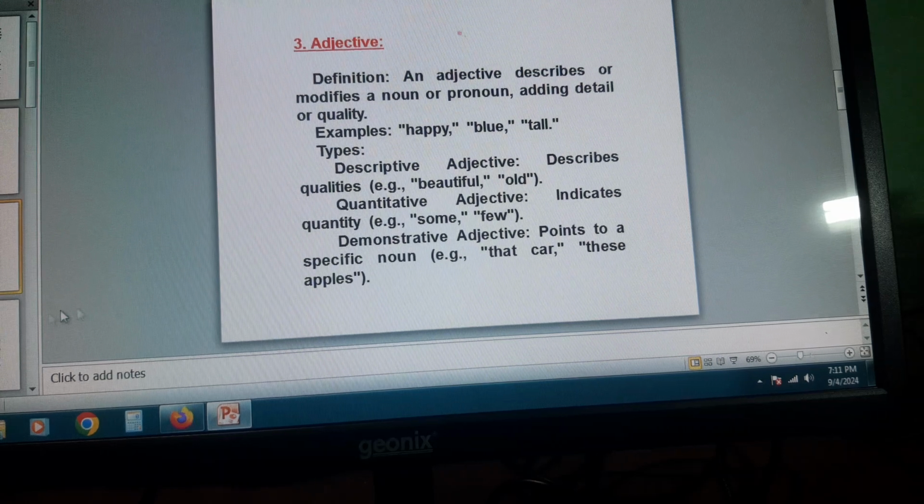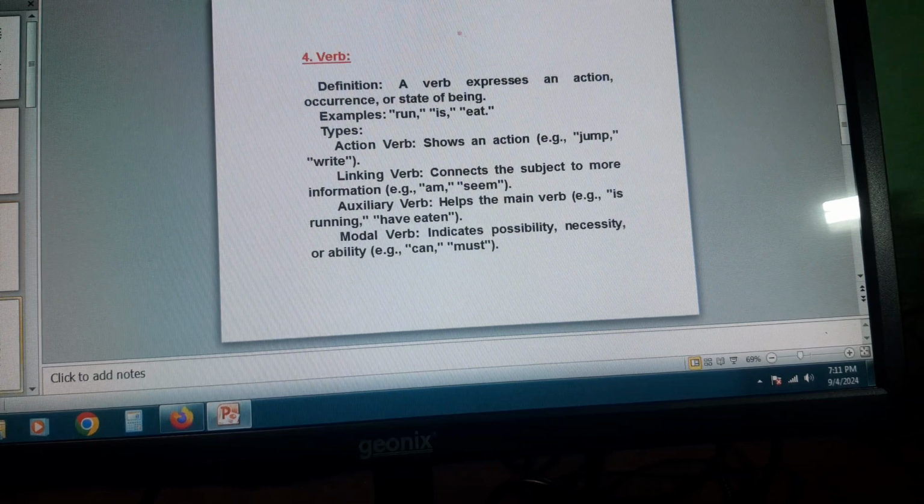Now I am going to the next slide, which is verb. Definition: a verb expresses an action, occurrence, or state of being. Example: run, is, it. Types: action verb shows an action, for example, jump, write. Linking verb connects the subject to more information.